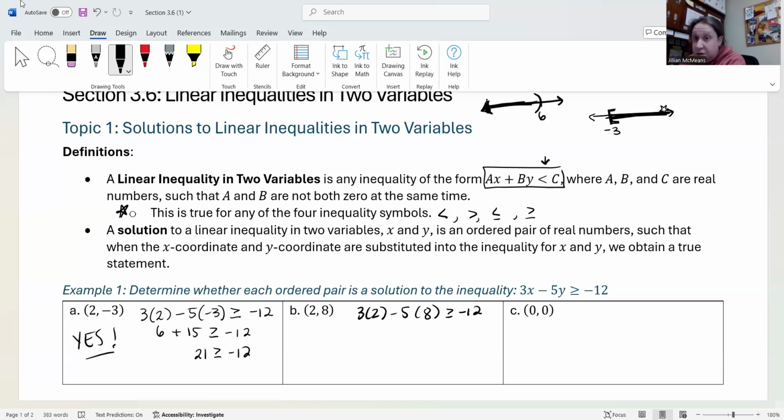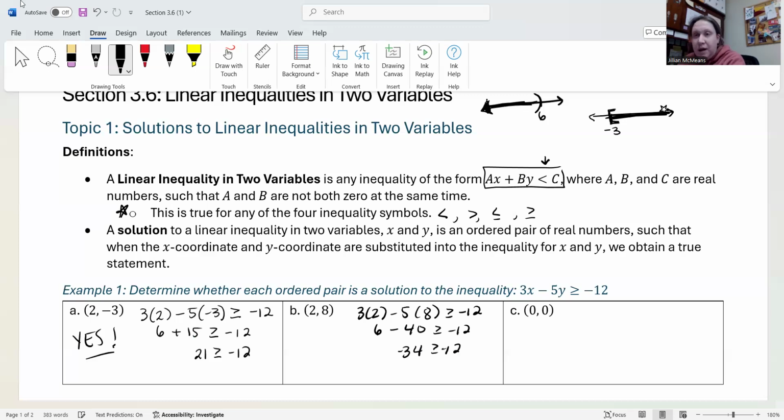Well, 3 times 2 is still 6. That hasn't changed. -5 times 8. Well, -5 we're going to treat like a negative. Negative times a positive is negative. 5 times 8 is 40, so that's going to be -40. And we need to know, is that greater than or equal to negative 12? Well, 6 minus 40 is negative 34.